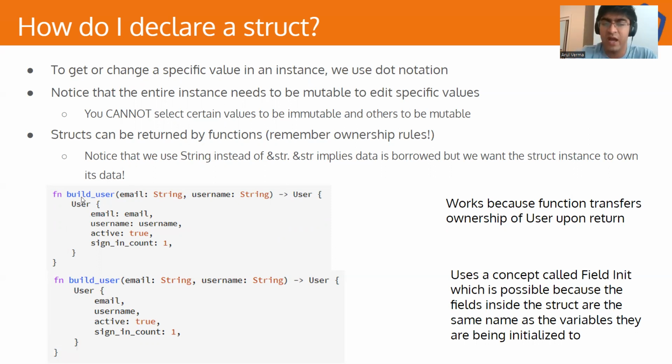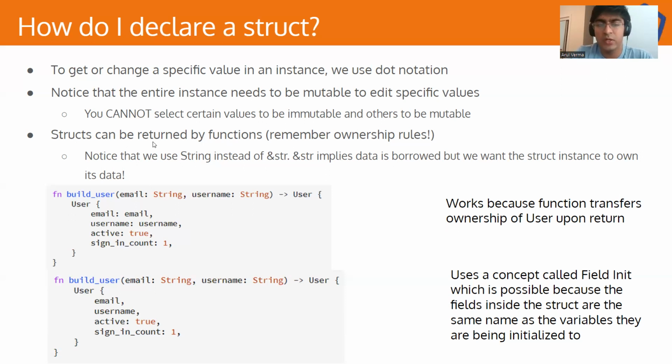And because of how borrowing and ownership works, if you remember how that works from our previous lectures, this user, its ownership gets transferred from this function to the function that called build user. So this user doesn't go out of scope. The entire object will just get transferred and it stays in scope.